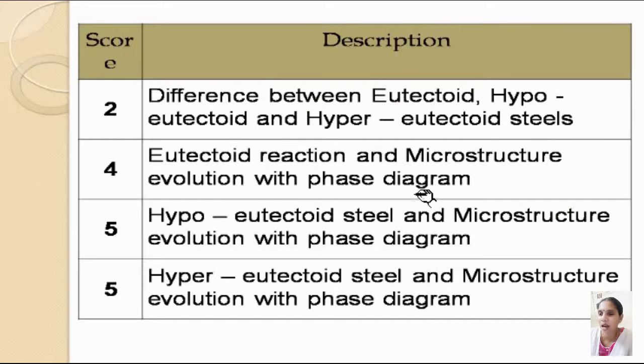There may be 2 marks allotted for identifying the differences between the eutectoid, hypo-eutectoid and hyper-eutectoid steels. Then you would be expected to write the eutectoid reaction and explain the microstructure evolution of eutectoid steel with the help of a neat phase diagram and the microconstituents represented diagrammatically. A similar approach is required for hypo-eutectoid steel and hyper-eutectoid steel, which each carries 5 marks.